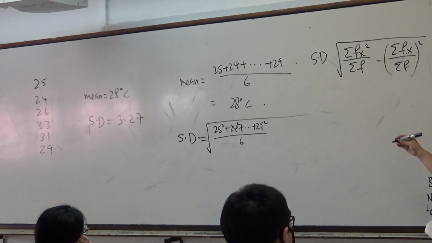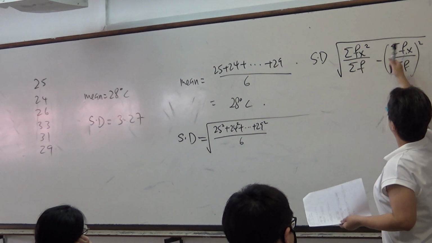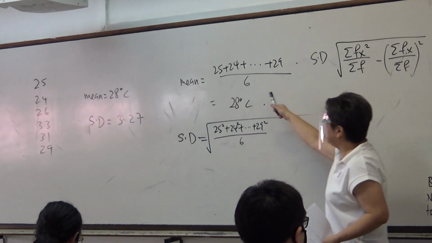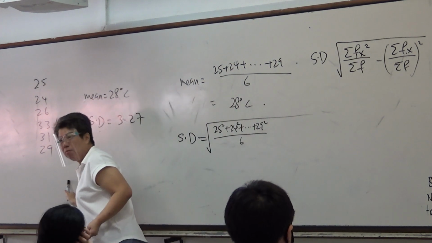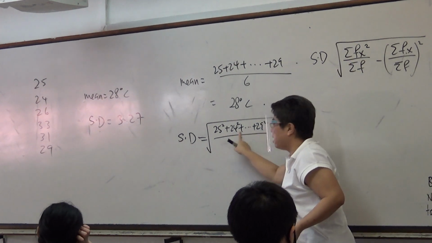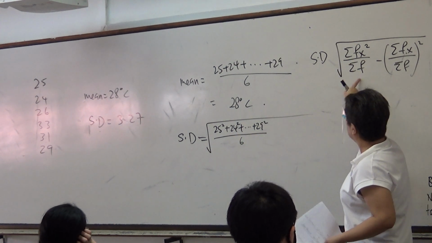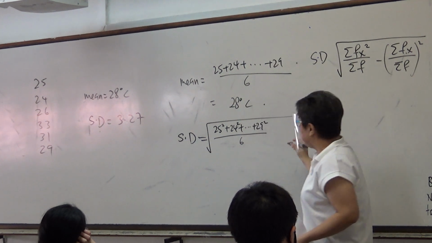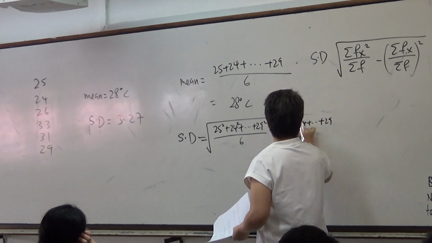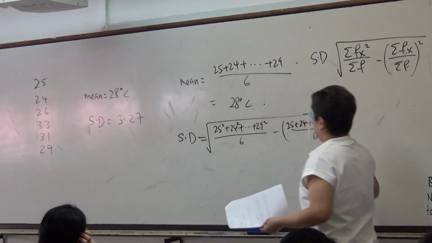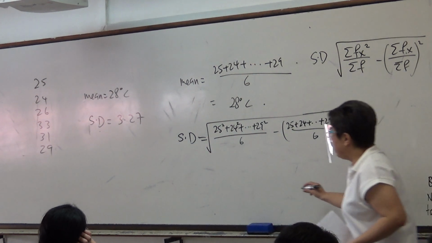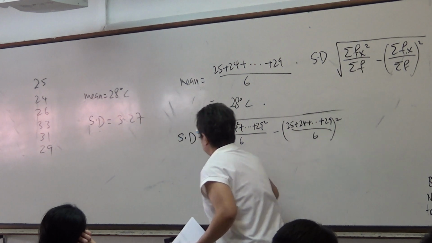I remember this quite well. This one is the x, the square is here, this one is the whole thing square. Okay, now can you see that all these, the frequency is 1? So the f is 1, so you just square the data. Summation f is how many altogether? 6. Then you minus 25 plus 24 plus ... plus 29 over 6, whole thing square, like that. Everybody clear? Then you put down the SD, 3.27, that's all.